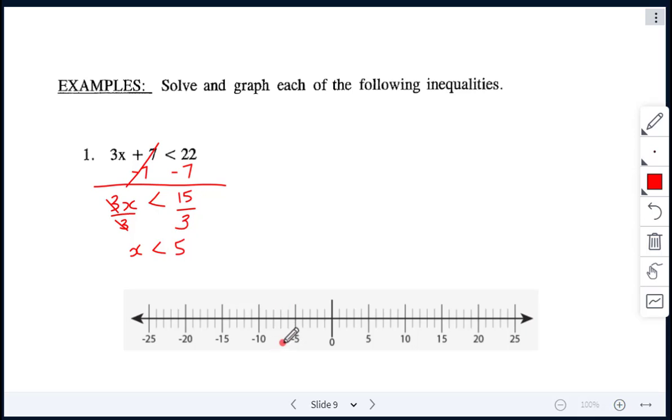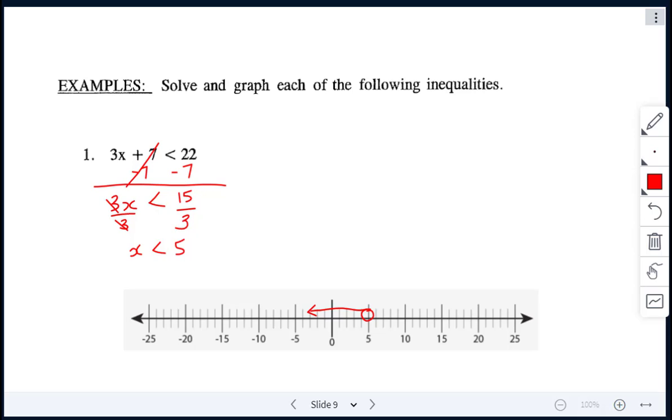All right, so the last thing we have to do is graph that on our number line here. So we know x is less than 5, so we would use an open circle at 5, and it's less than 5, so we're just going to point our arrow to the left, like so.